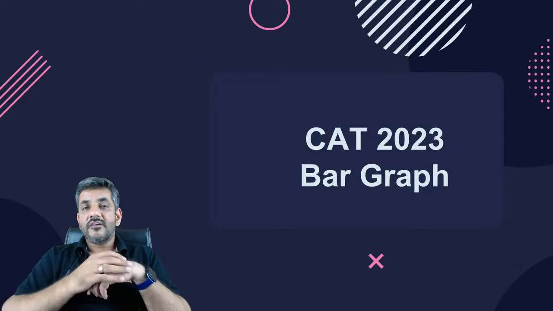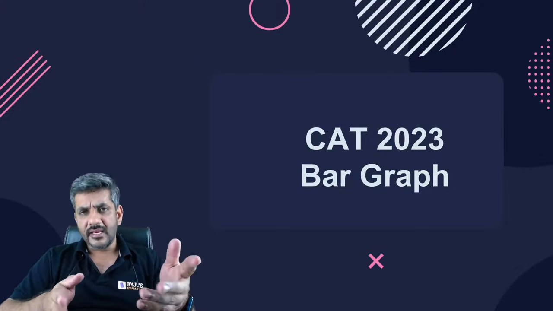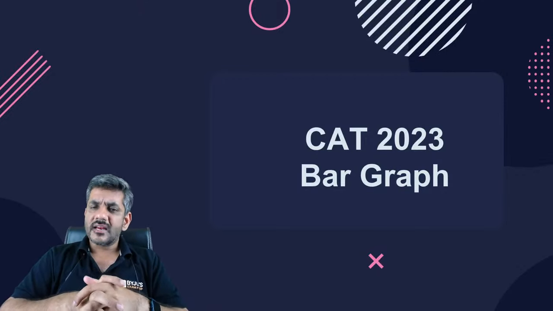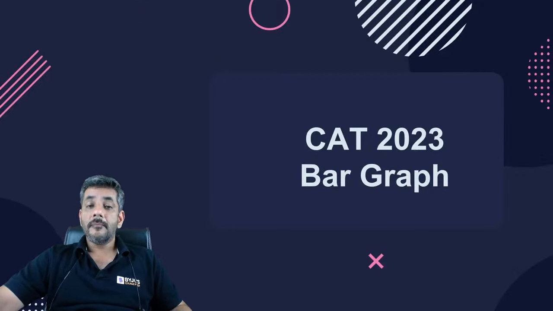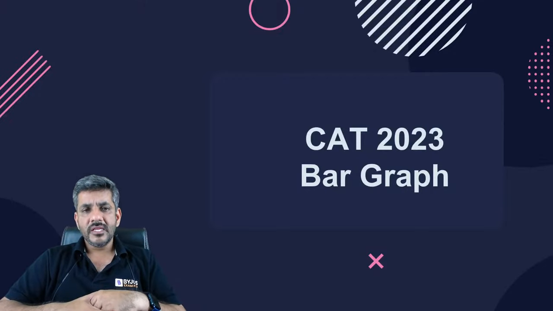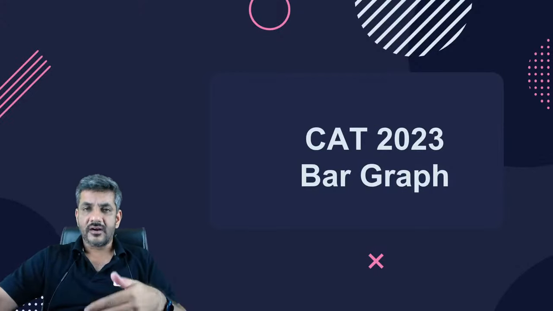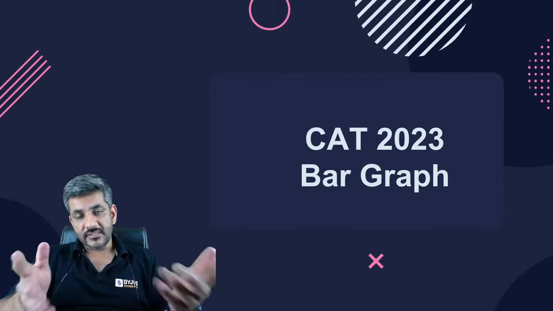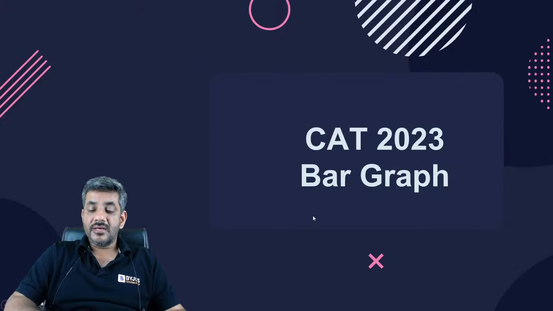So in the series of sessions where we do these different kinds of LRDI sets from CAT and other examinations, once again we have a session today where we are going to talk about some sets which are based upon bar graphs. The process would be the same as we have been doing before. I'll show you a set, first you try it, after that we do it together, and after that we start solving it. That's a simple way of doing these questions. So let's start with the first set.